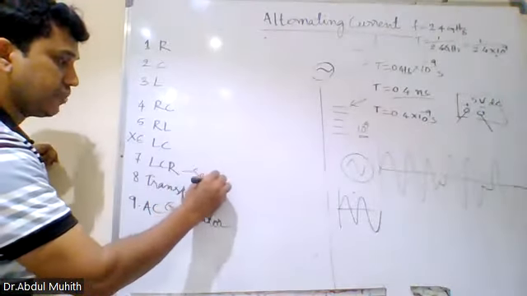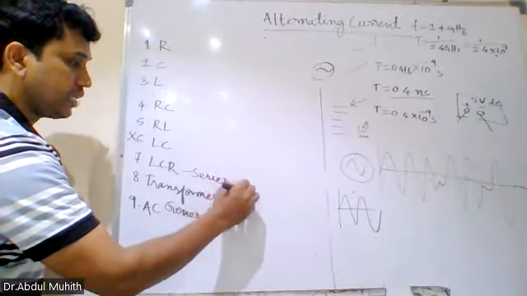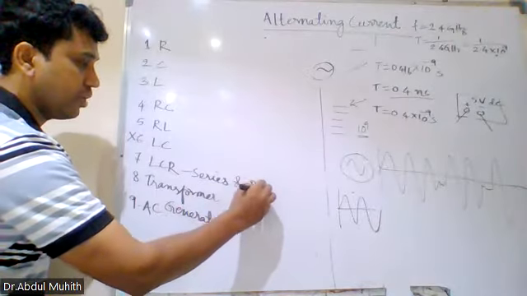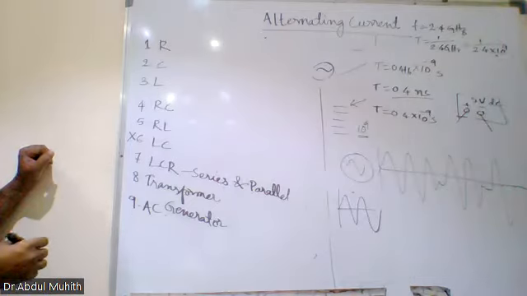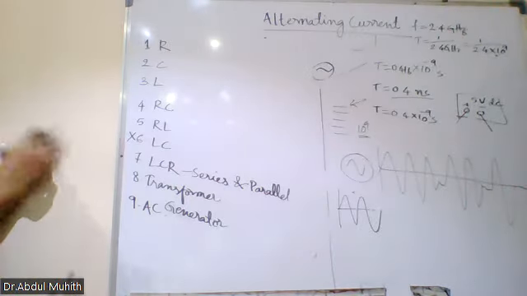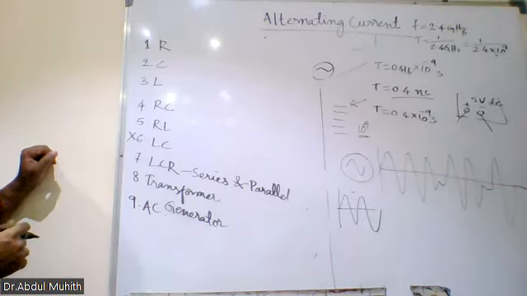Here we have two cases: one is series and the second one is parallel. Is it clear? In LCR we have two, series and parallel. Now we will go one by one. So now this is there in the syllabus.